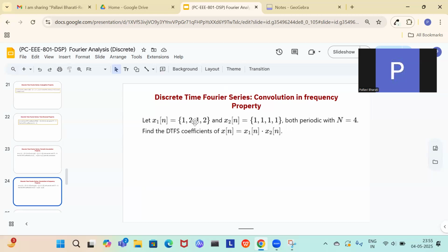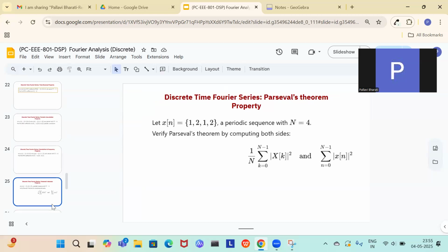First multiply it. If you multiply it, it will become 1, 2, 1, 2, because all over here it is 1, 1, 1. So 1 into 1 is 1, 2 into 1 is 2, 1 into 1 is 1, and then 2 into 1 is 2. So 1, 2, 1, 2 will be x[n]. Then find the DTFS of that. That will make this property very clear.